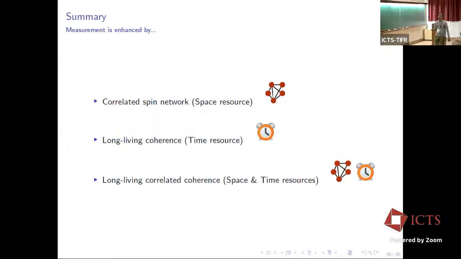Okay, so this is a summary of my talk. Measurement can be enhanced by correlated spin networks, which we call the space resource, and by going to long-living coherences, that's the time resource, and a combination of them, space and time resources.